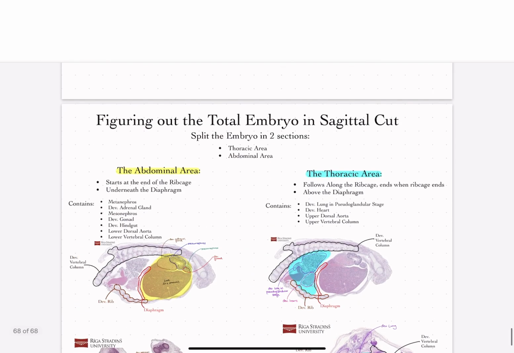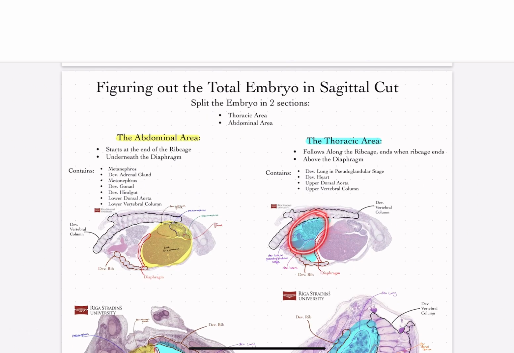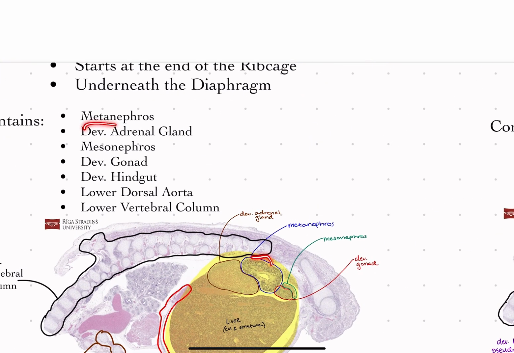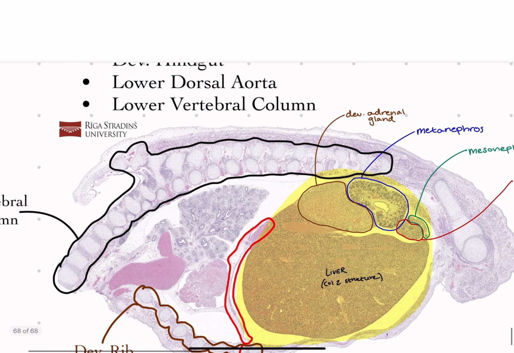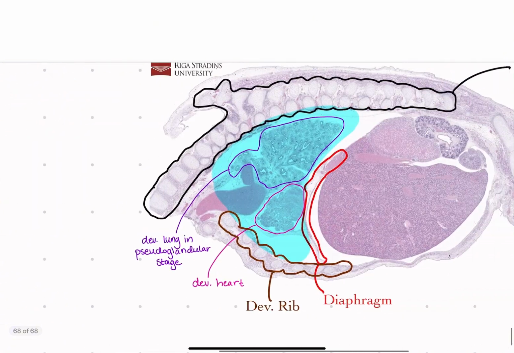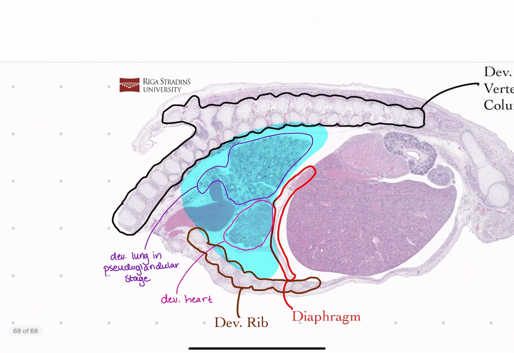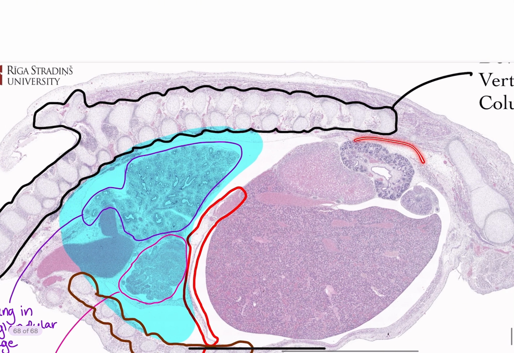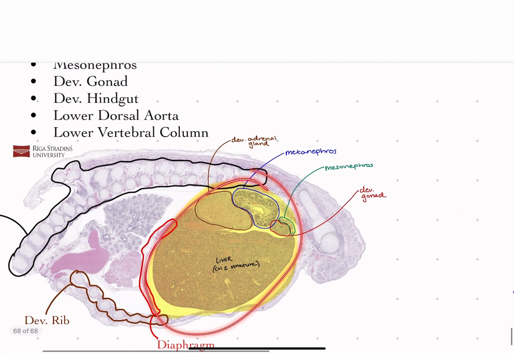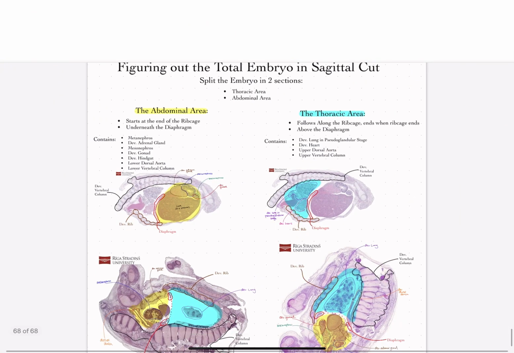And why is this important? Because depending on the area that you're in, you're going to have different types of organs, and therefore you're going to be able to know what type of organ it is, even though they barely differentiate from one another. For example, the metanephros might appear very much alike the lung in pseudoglandular stage, but if you know that you're in the thoracic area right here, you will know that this has a lesser chance of being the metanephros, because the metanephros can only be in the abdominal area. Okay, hopefully that made sense.